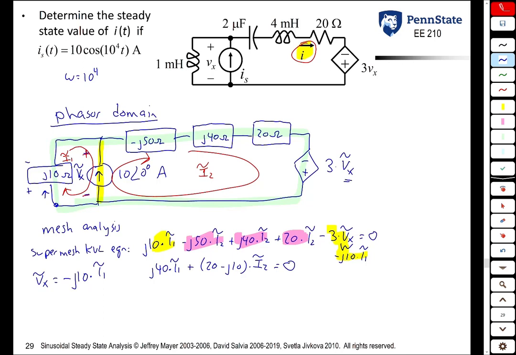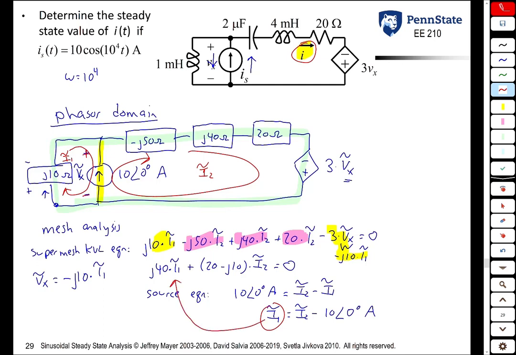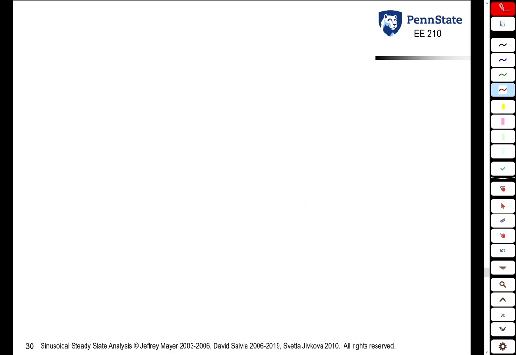We also need a source equation. The source equation is what? We know that IS, which is 10 at an angle of 0 amps, is equal to that current minus that current. So that's just I2 tilde minus I1 tilde, or I1 tilde is equal to I2 tilde minus 10 at an angle of 0 degrees amps. So what we want to do is plug this into here and solve for I2 tilde. We'll do that on the next page.